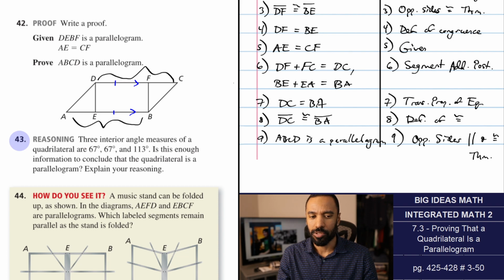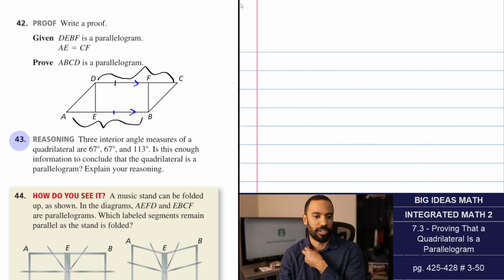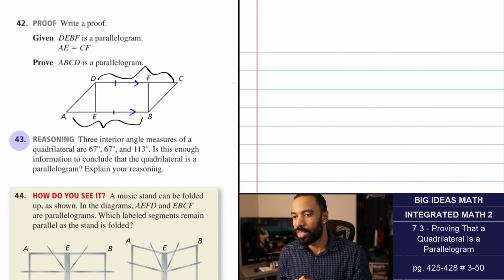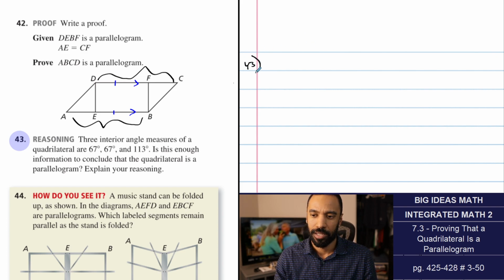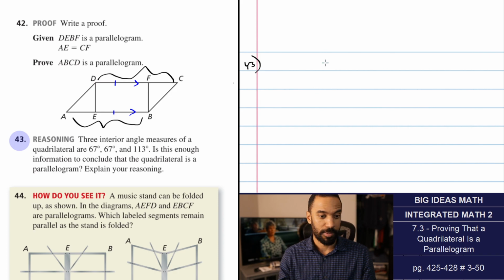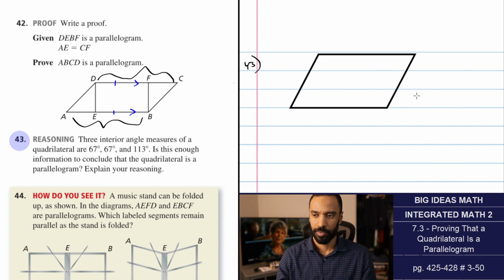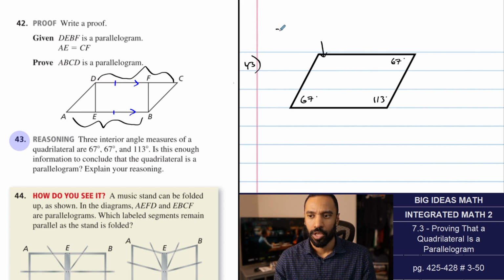Three interior angle measures of a quadrilateral are 67, 67, and 113. Is this enough information to conclude the quadrilateral is a parallelogram? Explain your reasoning. No. They're pretty close to that idea because you're thinking, well, the last angle has to be 113, so it must be. But there are two different cases we have, right? There's one case that would be this, 67, 67, 113, and yes, the last one would indeed be 113.